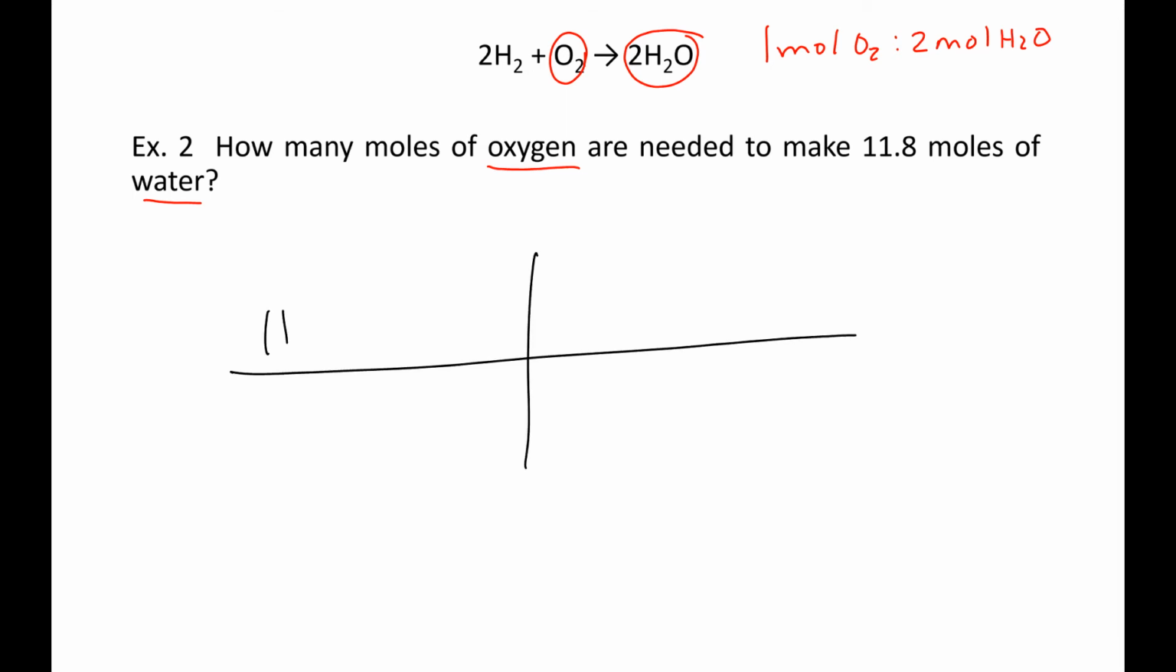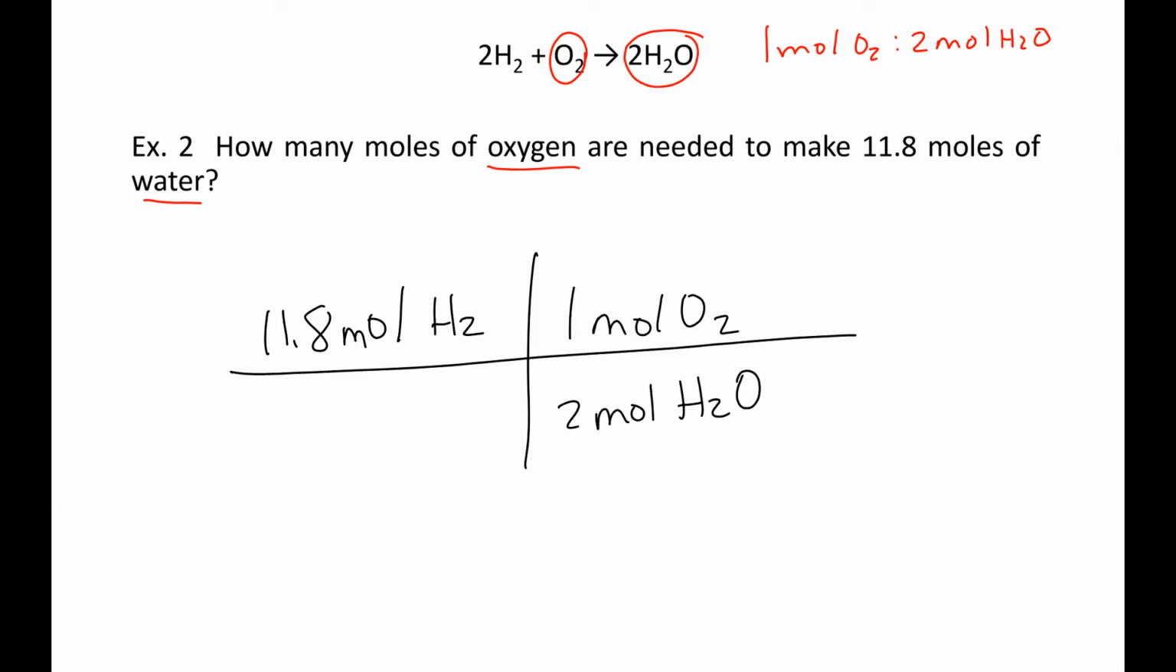So we have 11.8 moles of water. So we're going to put the 2 moles of water on bottom and 1 mole of O2 on top. Moles of water cross out. 11.8 divided by 2, and let's see, that is 5.9. So 5.9 moles of O2 is our answer.